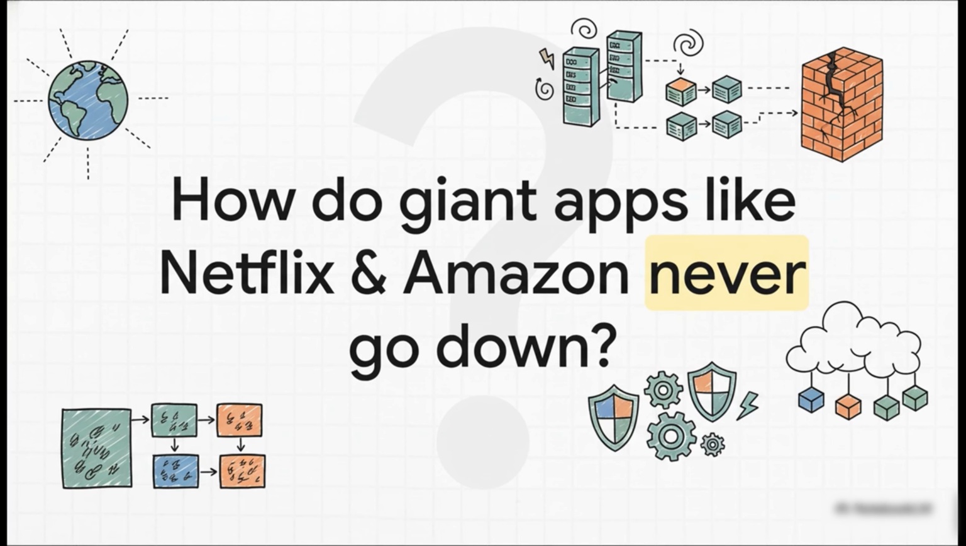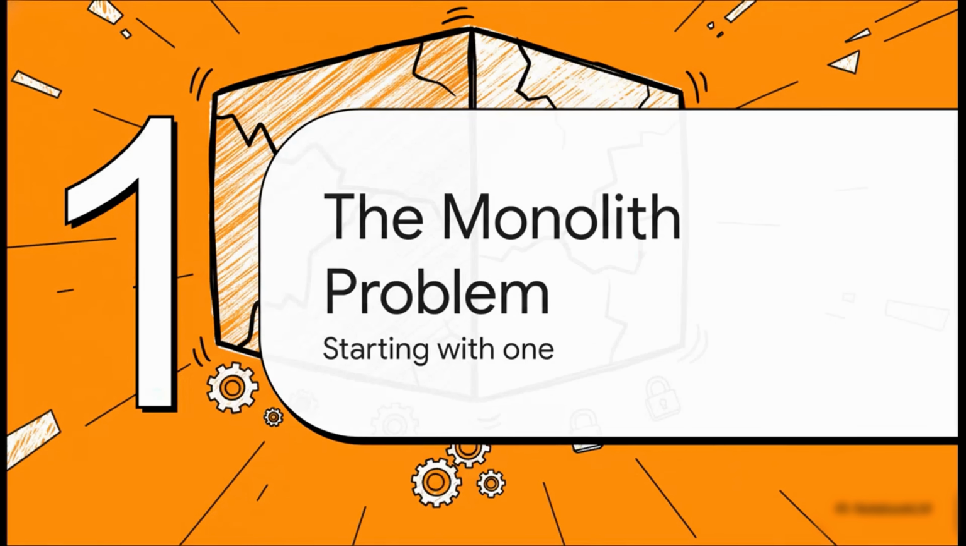How can these massive, global applications serve millions of people at the exact same time, pushing updates constantly, and yet they just work? It's not magic, and it's definitely not luck. It's all about architecture. And by the time we're done here, you're going to know exactly how they pull it off.